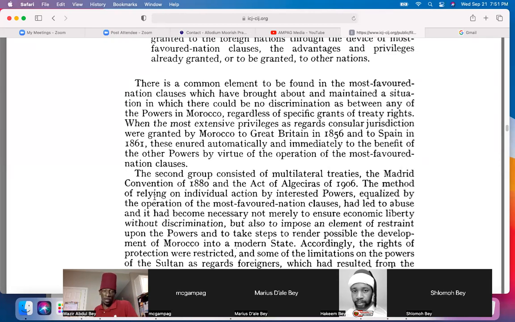Let's read it again just to verify who said it, because it wasn't me. There is a common element to be found in the most favored nation clauses which have brought about and maintained a situation in which there could be no discrimination as between any of the powers in Morocco, regardless of specific grants of treaty rights. Germany.